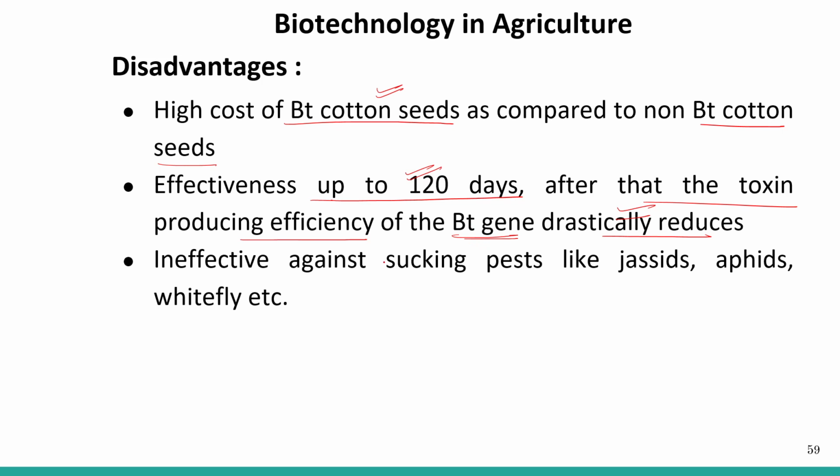It is ineffective against sucking pests like jassids, aphids and whiteflies. So there are some other insects that harm the cotton, but this particular toxin is not going to control those species like jassids, aphids and whitefly.